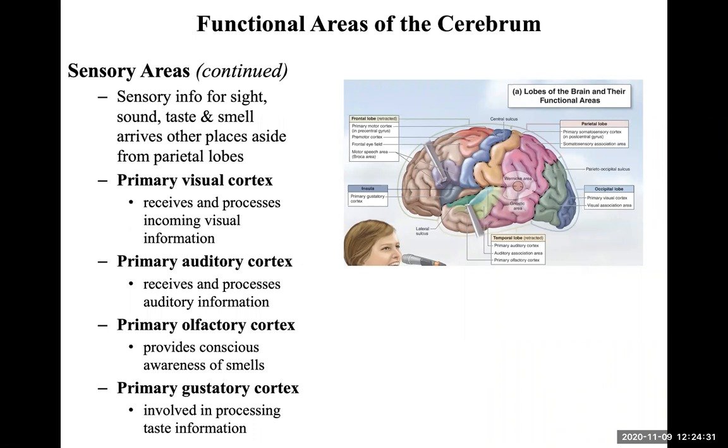What these association areas do is they integrate the new incoming information with past experiences that we have about similar types of information. It helps us to make sense of what it is that we're seeing. Same thing with primary auditory cortex. There is also an association area within the temporal lobe, which is where auditory information is taken and processed.